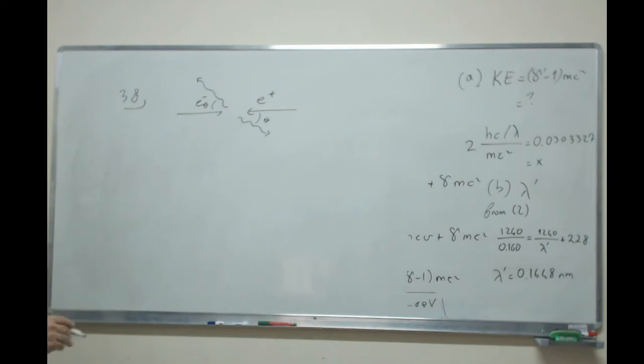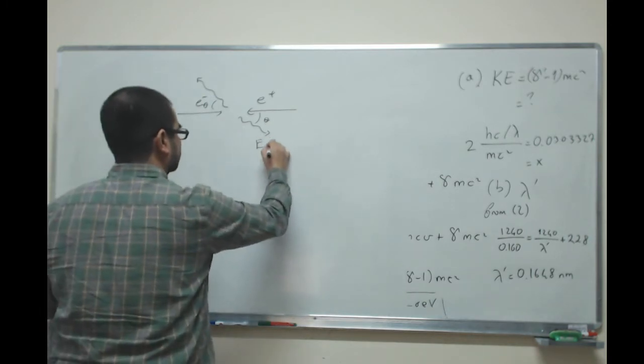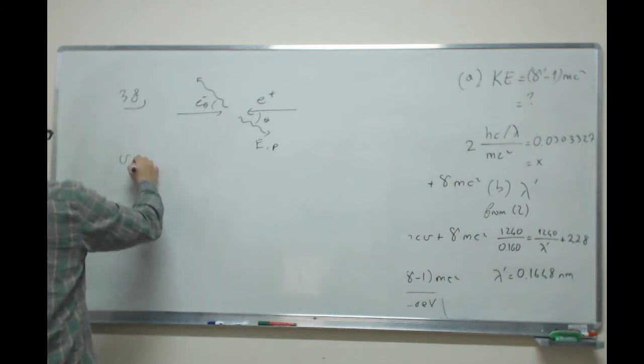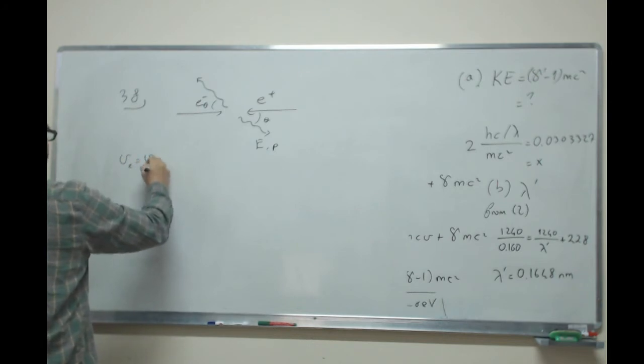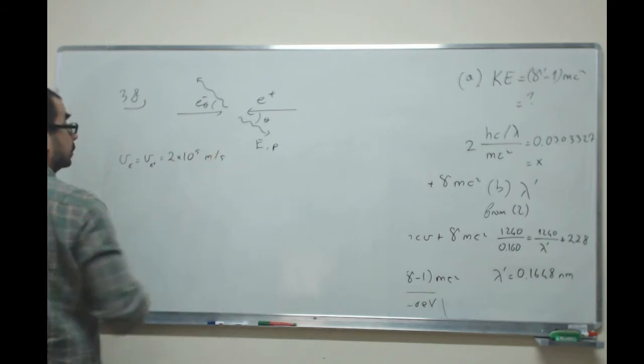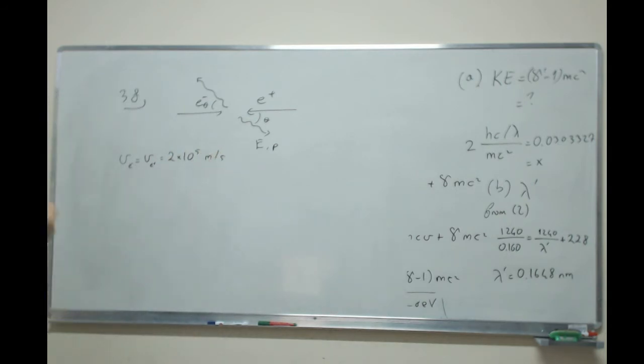Anyway, so this is going to have some frequency. What are they asking? Determine the energy and momentum of each photon. So these go away with some energy and momentum, and we are required to find those. And the velocity of the electron is equal to the velocity of the positron, and that's 2 times 10 to the 5 meters per second. So we are to use conservation of energy here, and we're going to use that to find the energy of the photons, right?